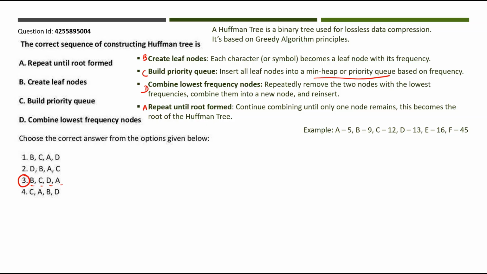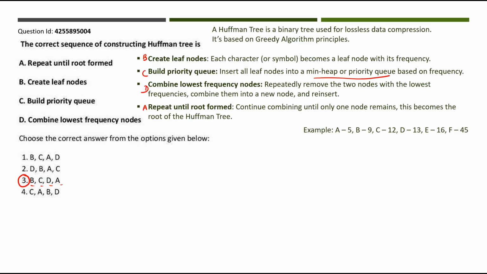We have to build a priority queue. So based on priority queue, we are arranging it as per the frequencies. I have just arranged it in order 5, 9, 12, 13, 16, 45. Now the actual procedure starts. We have to combine lowest frequency nodes. Now we will combine the lowest frequency nodes and then try to form the root little by little.